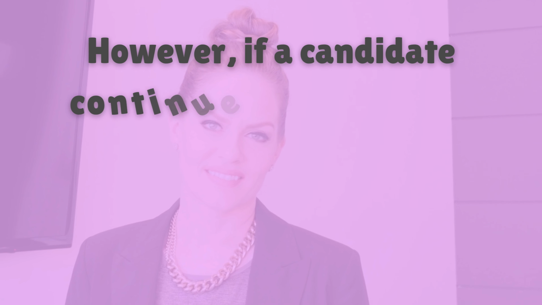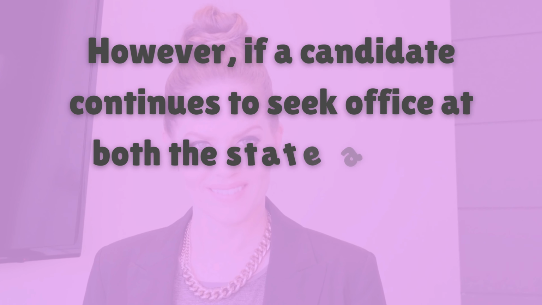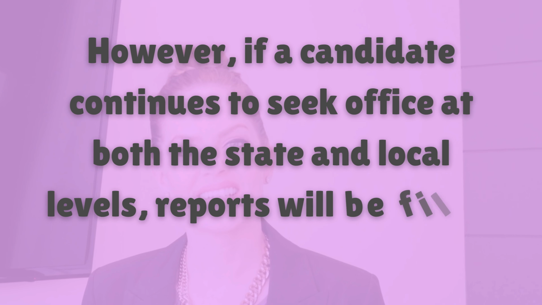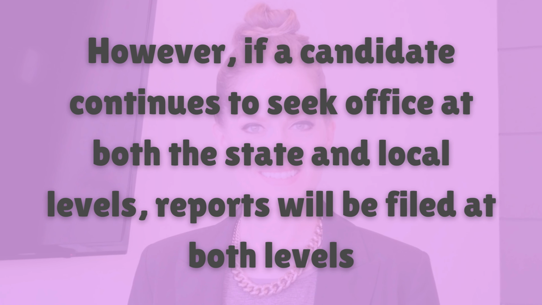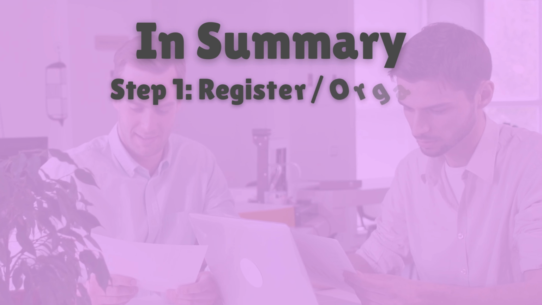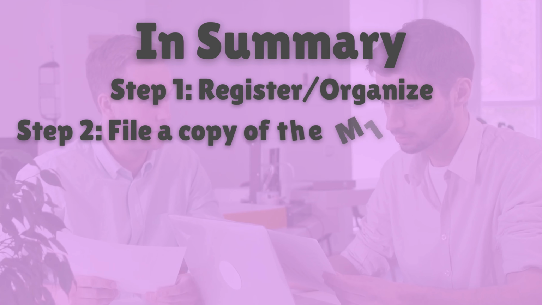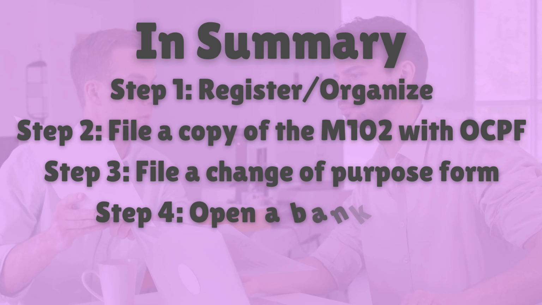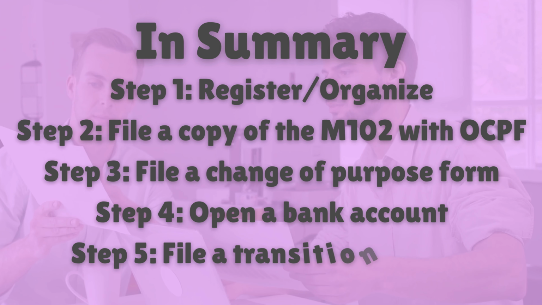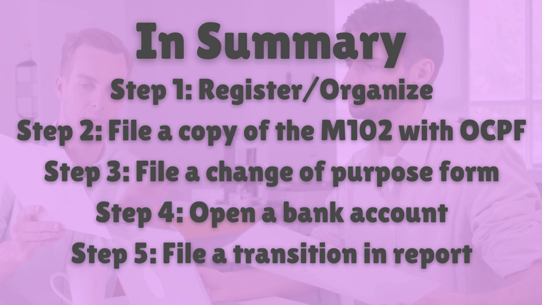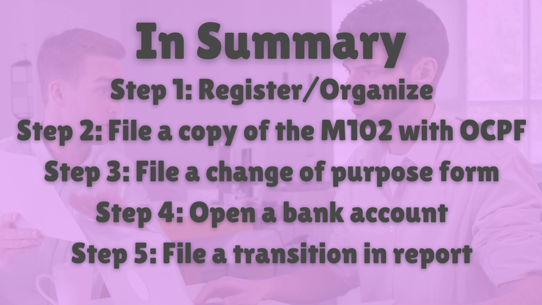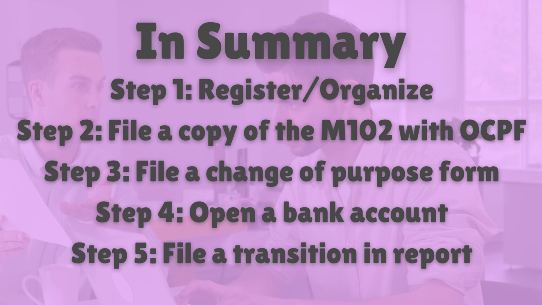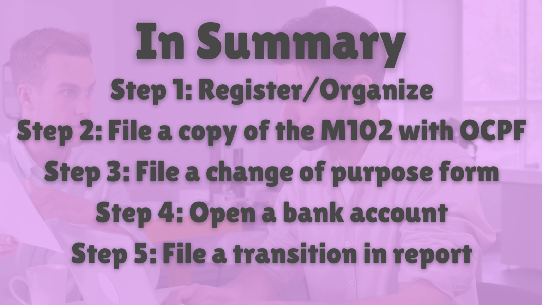However, if a candidate continues to seek office at both the state and local levels, reports will be filed at both levels. In summary, Step 1. Register, organize. Step 2. File a copy of the M102 with OCPF. Step 3. File a change of purpose form. Step 4. Open a bank account. Step 5. File a transition end report.